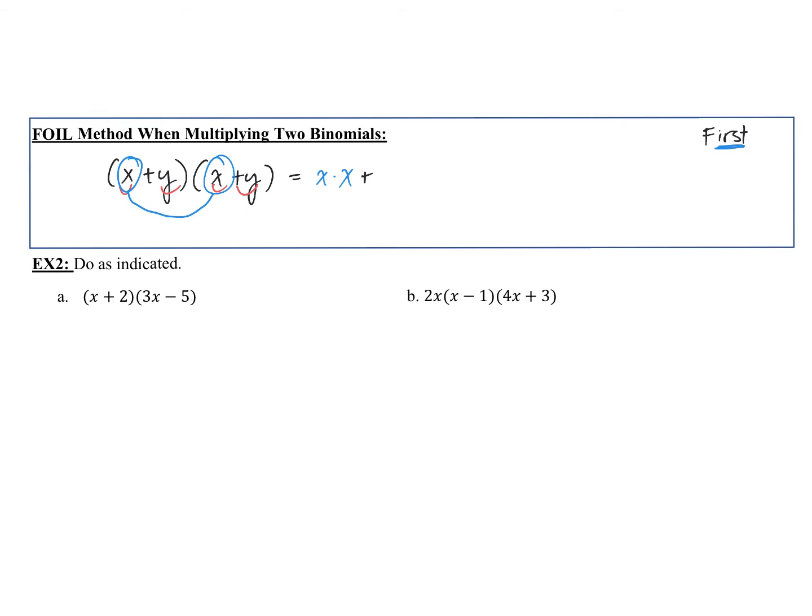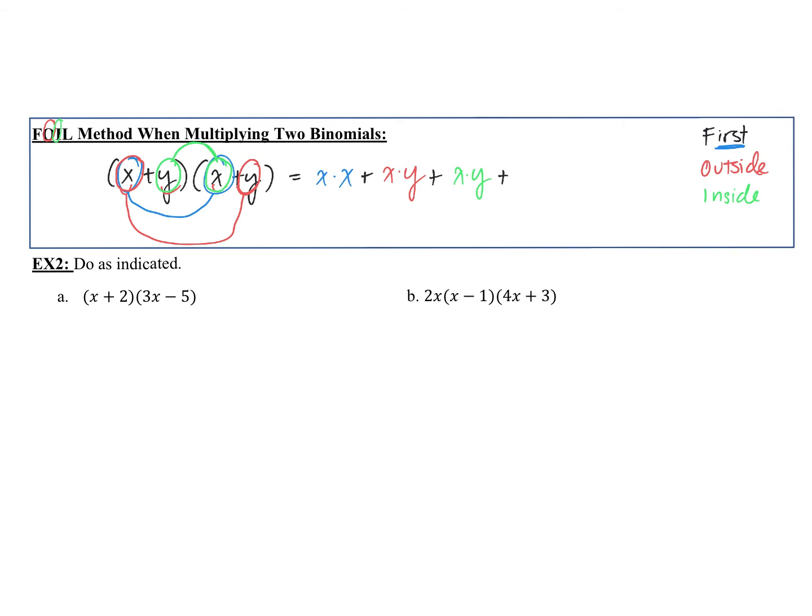We're going to do the O, which stands for outside. So which ones are the outside terms? Well, that's going to be this x here, it's on the outside, right, and this y here. So that'll be x times y. Plus, now, what comes next in FOIL? I. So that'll be I for inside. So we'll look at the inside two, and that'll be these two. They're on the inside. Multiplying those two together, we'll get x times y.